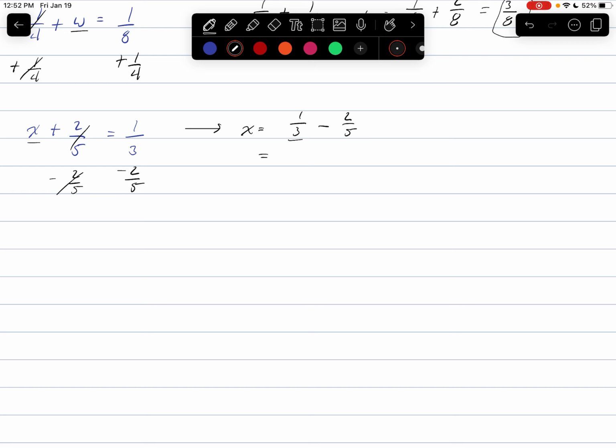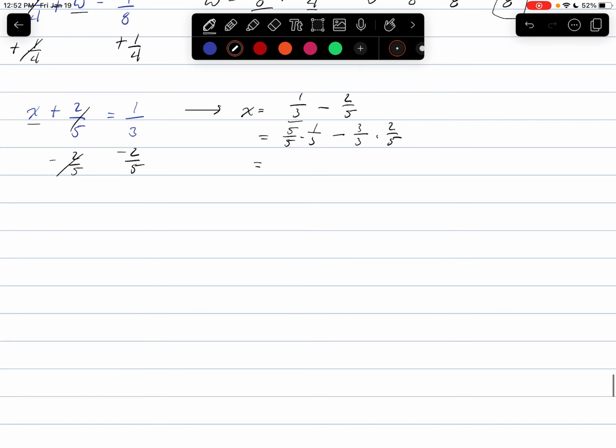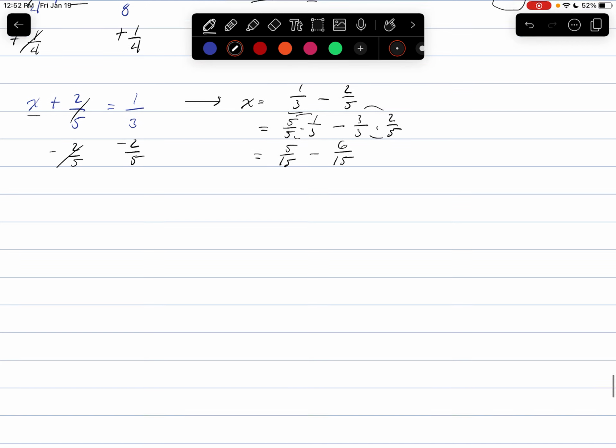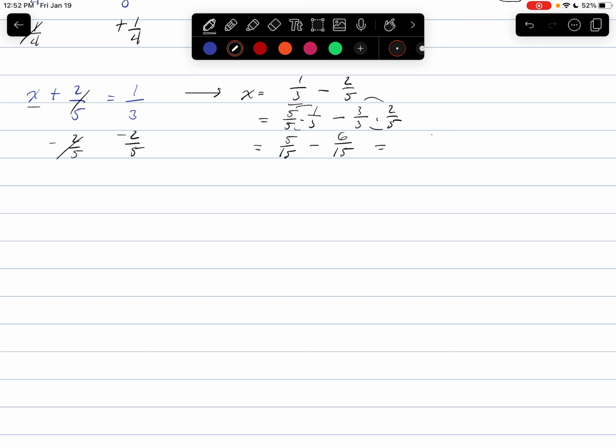So this is going to give us 5/5 times 1/3 minus 3 over 3 times 2/5. So here, we're going to end up with 5 over 15 minus 6 over 15, because we just multiplied straight across both numerator and denominator. And this is the same thing as 5 minus 6 over 15. Or we end up with negative 1 over 15.